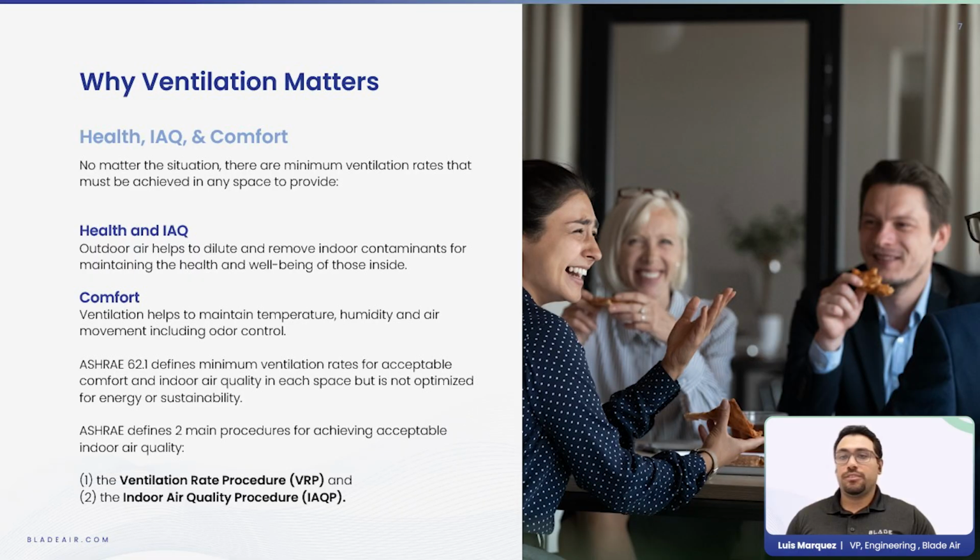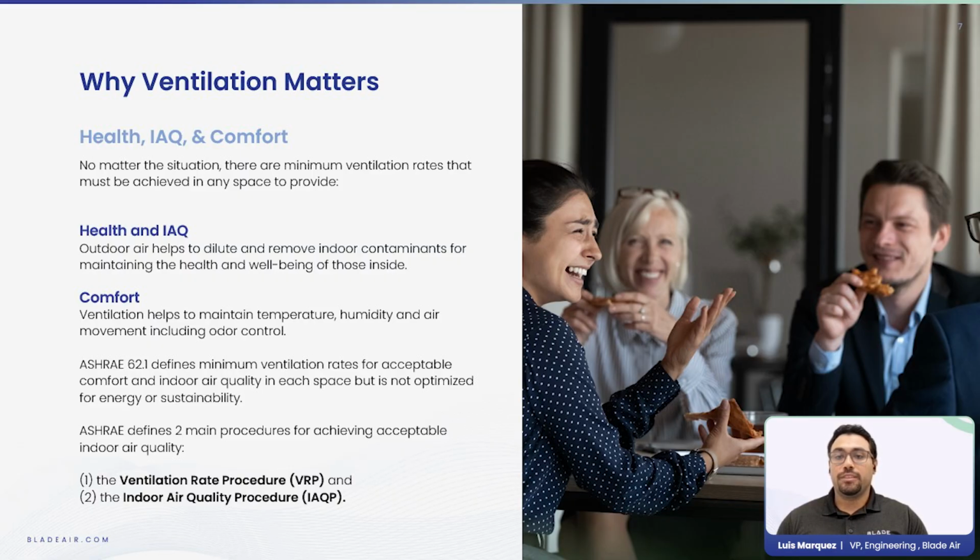Let's first take a step back and understand why ventilation and minimum ventilation really matters. According to ASHRAE, ventilation is critical for providing acceptable indoor air quality, which protects occupants from adverse health effects. And it achieves this mainly by bringing in fresh air and diluting and removing the contaminants.